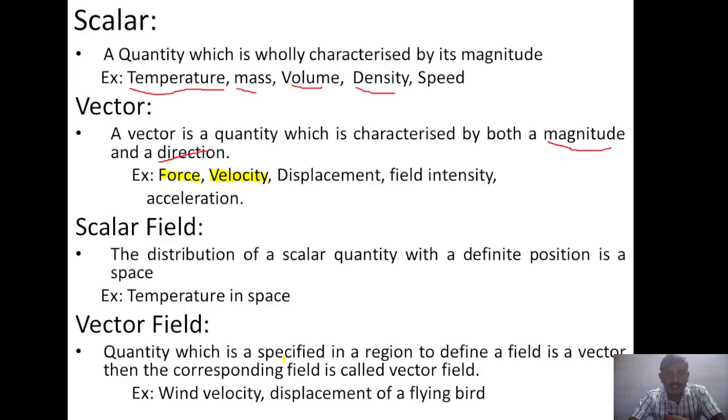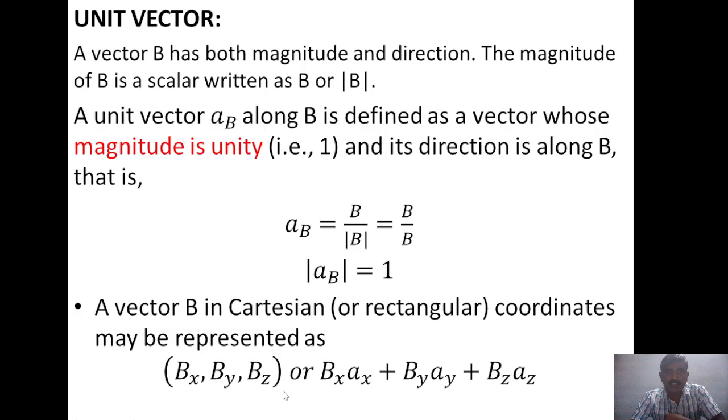A quantity which is specified in a region to define a field, if it is a vector, then the corresponding field is called a vector field. So in a particular region, if any quantity is specified as a vector, then we can say it is a vector field. We already mentioned wind velocity and displacement of a flying bird. These are all examples of vector fields.